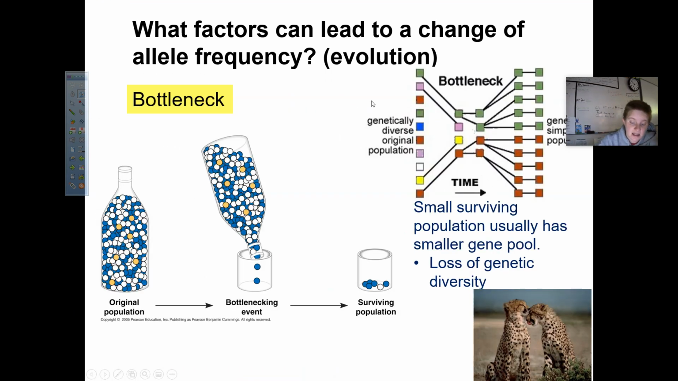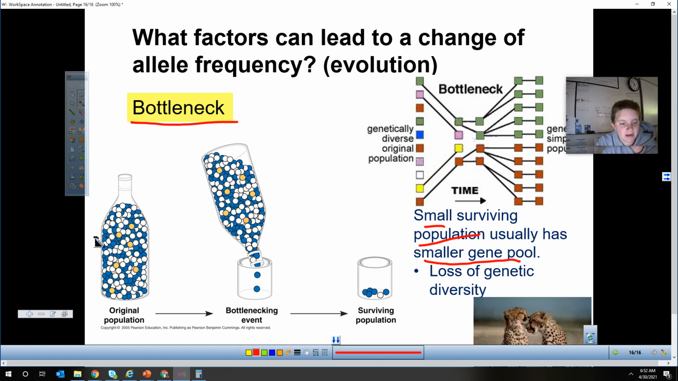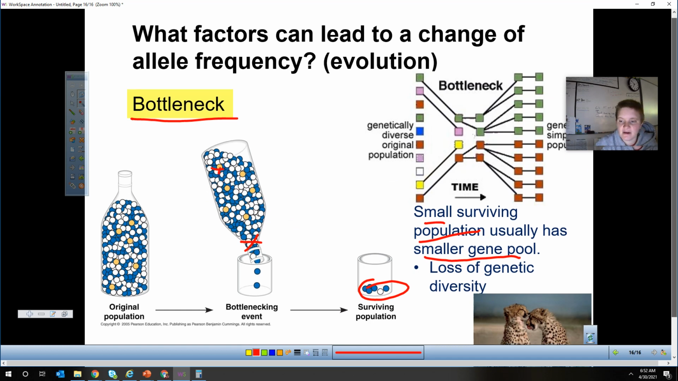I forgot what color got taken out. Okay. So let's talk about what a bottleneck is really quick. So sometimes small population sizes lead to a bottleneck, and that's where a small population ends up with a smaller gene pool. So the original population might have had quite a few variations, quite a few different genes and alleles, but there's a bottlenecking event which kills off most of the population. Most of the population dies off, and so only a few survive. And of the few surviving, you lose a few genes. You lose a little bit of genetic variation.